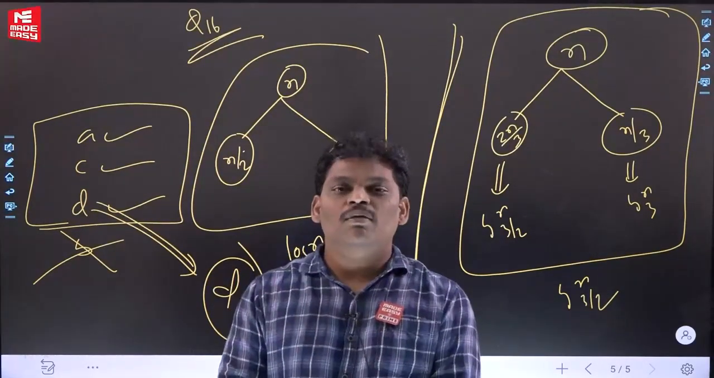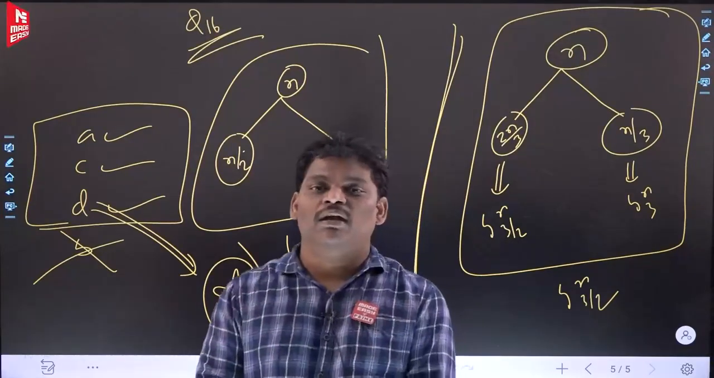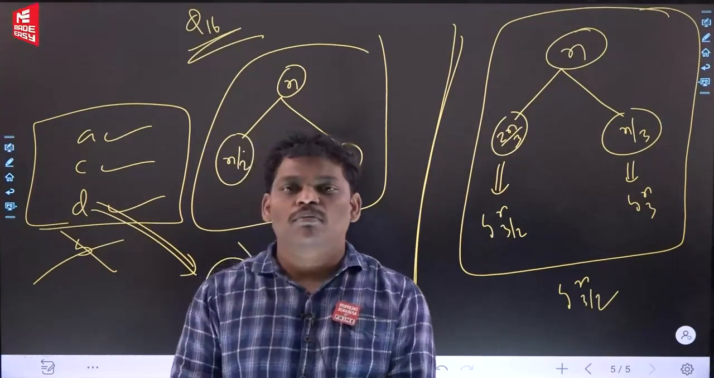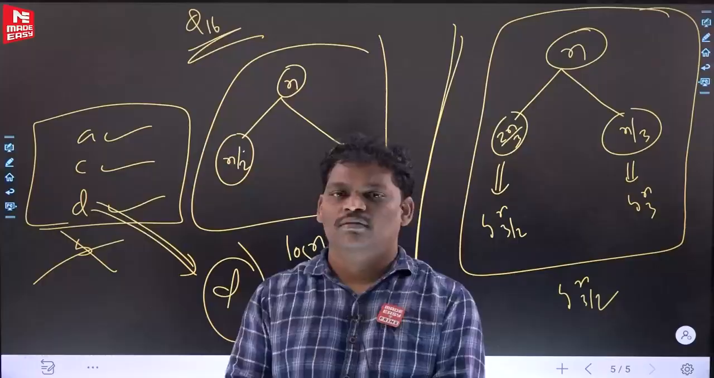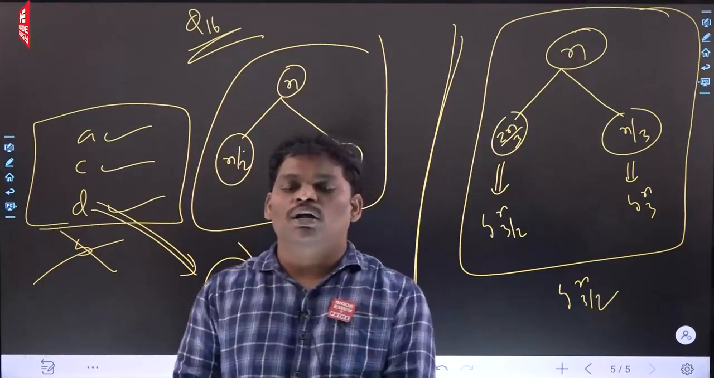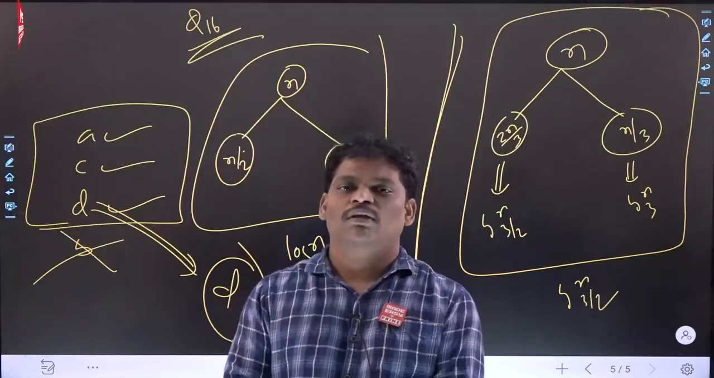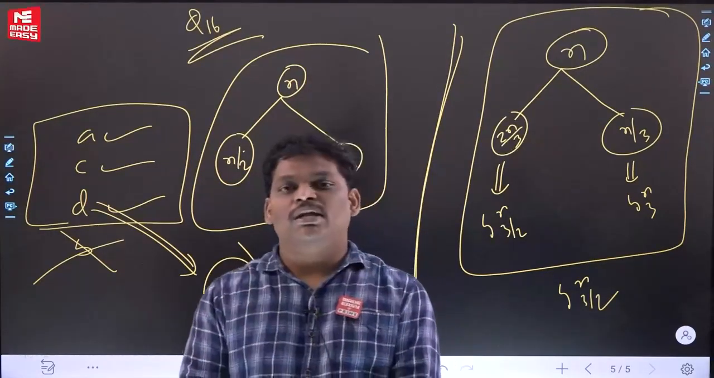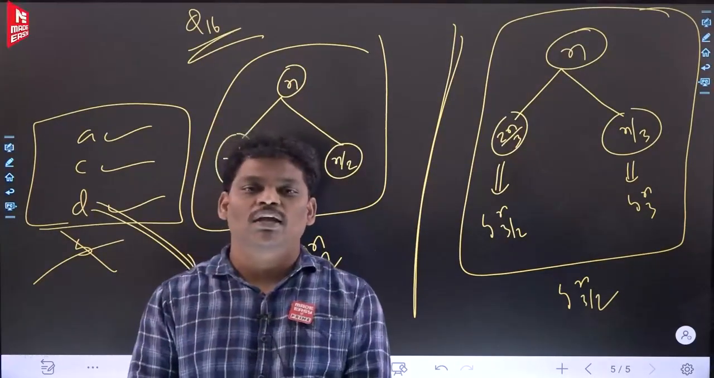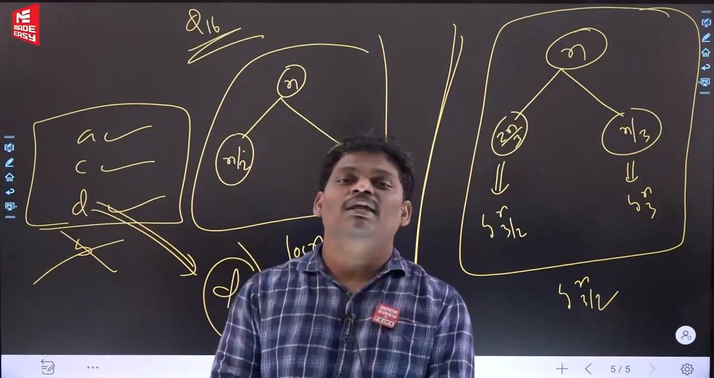Next one, log n base 2, log n base 3, which is bigger? Log n base 2. Base small, big answer. These two only checking. Always divide by 2, log n base 2. Always divide by 10, log n base 10. Next one, log n base 2, log n base 10, bigger one, log n base 2. Why? Dividing by small number, many levels will come.